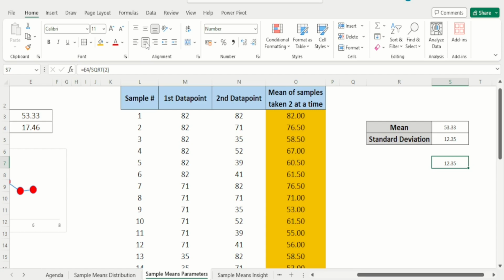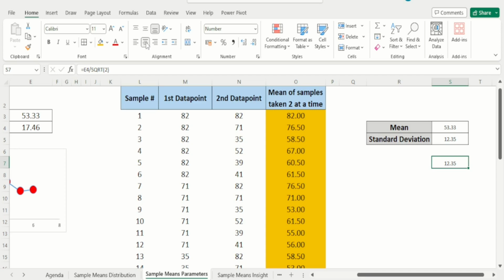The mean of the means of samples is always going to be equal to the mean of the entire population, and the standard deviation of the means of samples is going to be equal to the standard deviation of the entire population divided by the square root of the size of the samples, which in this case was 2. But this result holds true regardless of what your size of samples are.